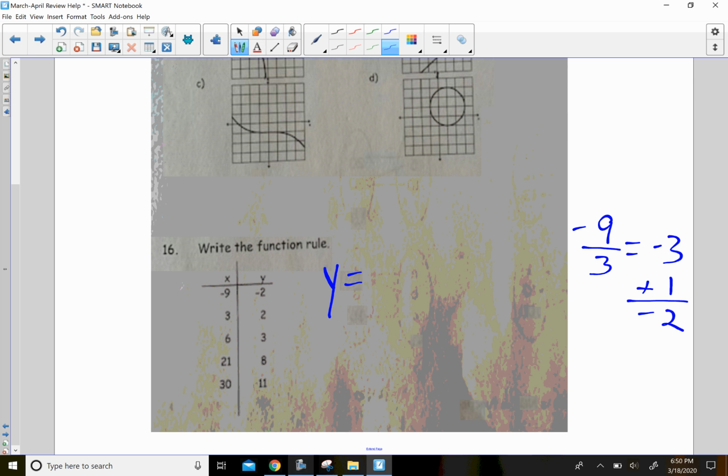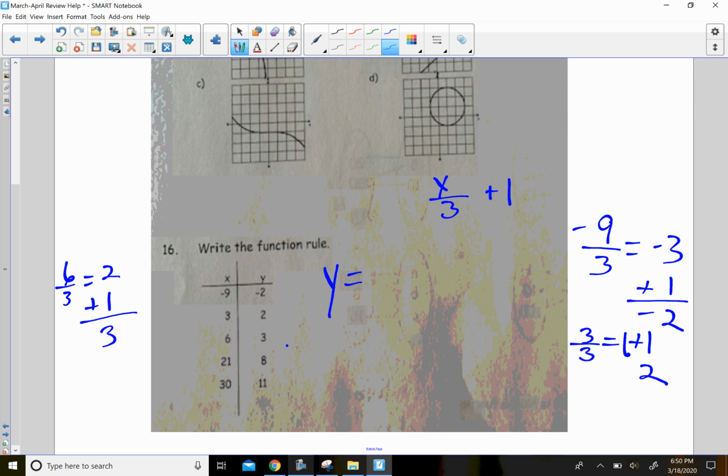So let me try that again. So I took the x and I divided it by 3 and then I added 1. Let's see if that holds true. So I have 3. So if I take 3 and divide it by 3, that's 1. And if I add 1 to that, I get 2, which is that one also works. So if I'm guessing and checking, I gotta check it in all of them. So if I take 6 divided by 3, that's 2. Add 1 to that, that's 3. That one works. So then 21 divided by 3, that's 7. Add 1 more, that's 8. And then I have 30 divided by 3, that's 10. Add 1 more, that's 11.